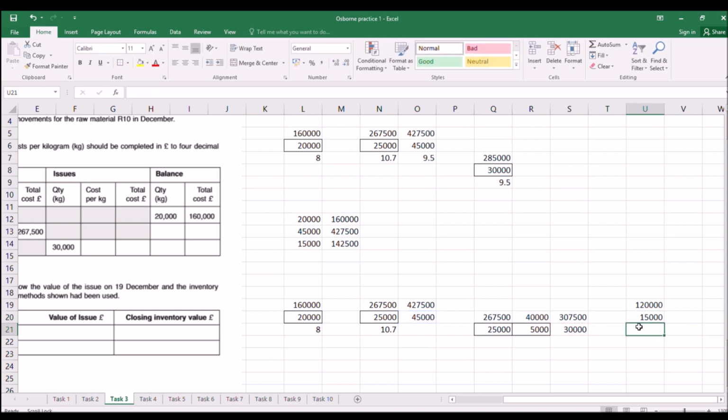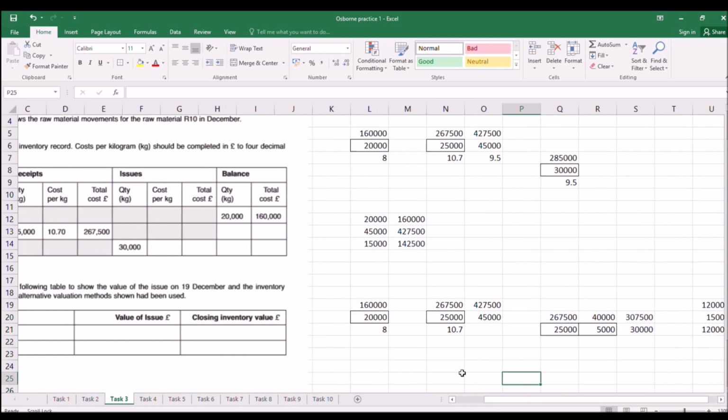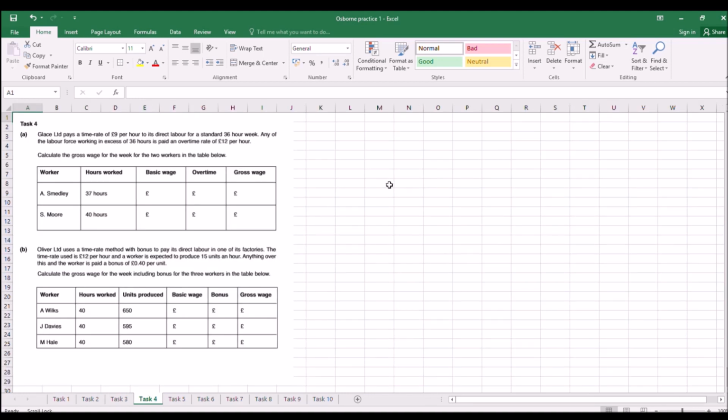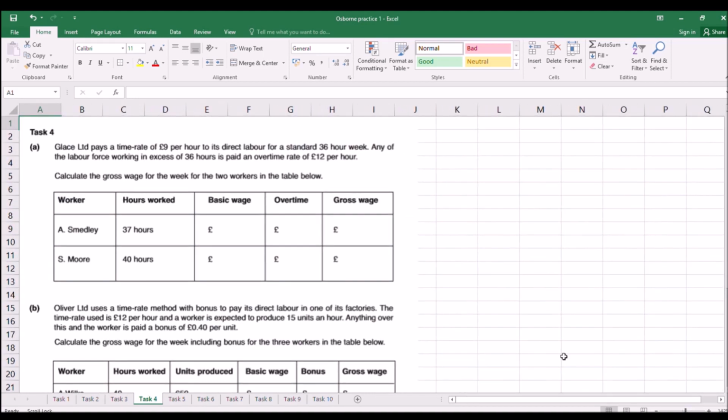120,000 for 15,000 units. Let's now have a little bit of a check of our answer. So we've got 15,000 units here left over. We know that they're £8 a unit, so let's just multiply that 15,000 by £8 per unit. Same figure there, we know that we're right. So there's a little check. That can be helpful. Right, so that is task number 3 done. Let's get into task number 4. Make that a little touch bigger.